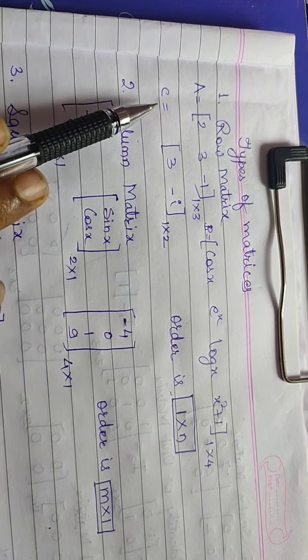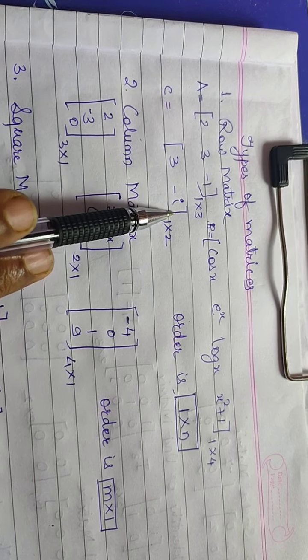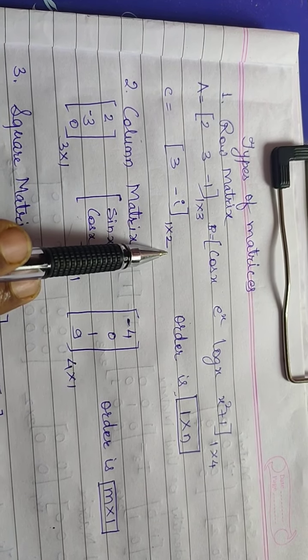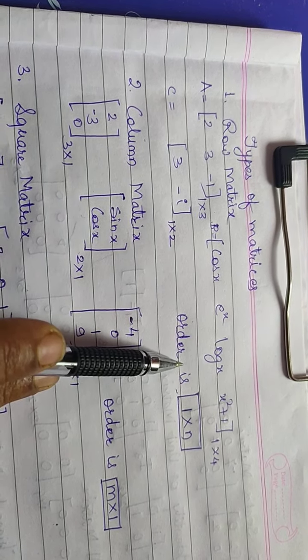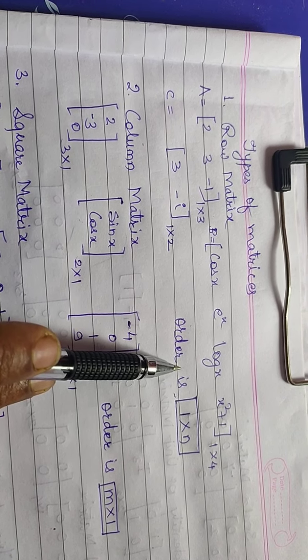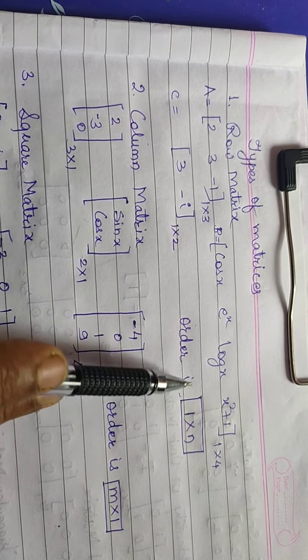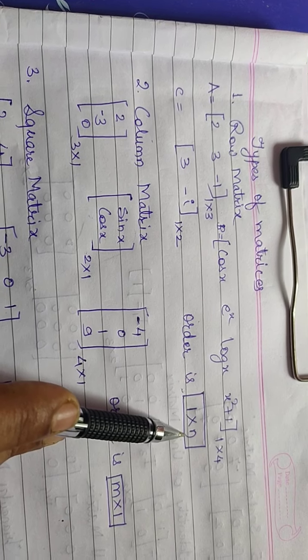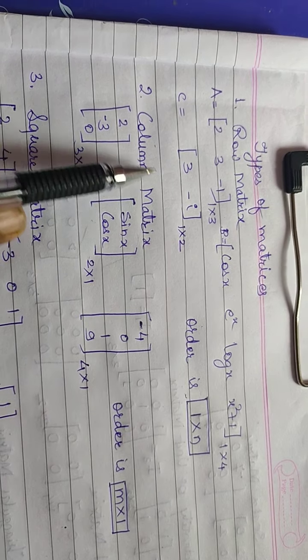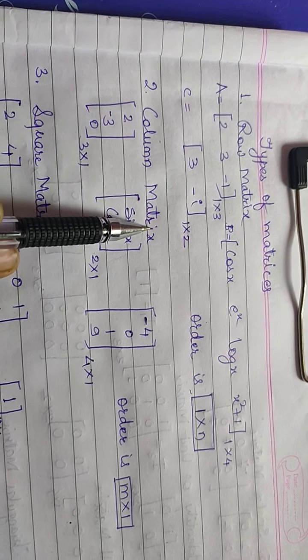Third example, in the matrix C, the elements are 3 and -1. So order is 1 by 2. So in general, we can say that order of a row matrix is 1 by n, one row and any number of columns it can have. See the second type, it's column matrix.